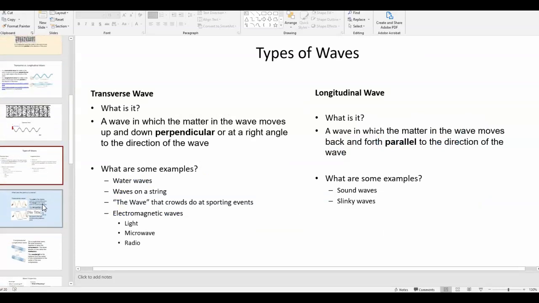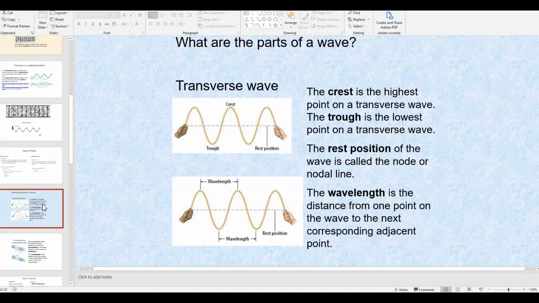All right, so there are different parts of a wave, and we're mainly going to look at transverse waves because most waves are transverse waves. Okay, so let's learn about labeling the parts of a transverse wave. Very simple. The top of a transverse wave is called the crest. The crest is the highest point on the transverse wave.